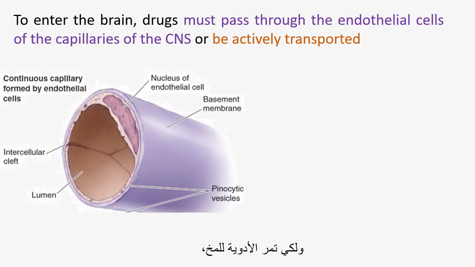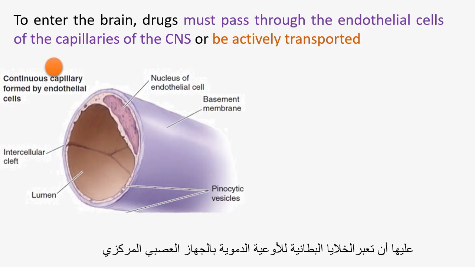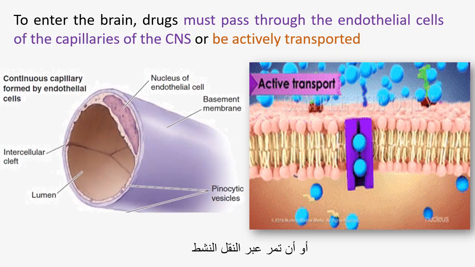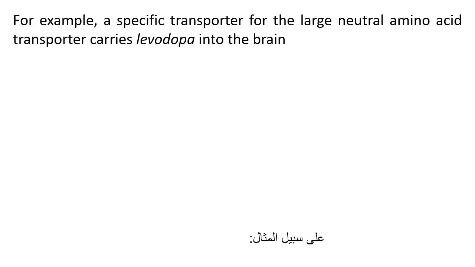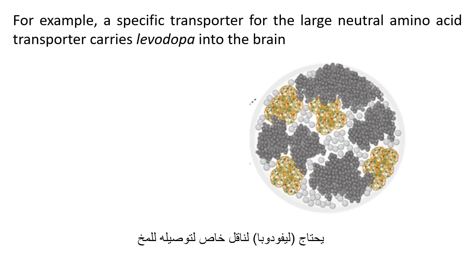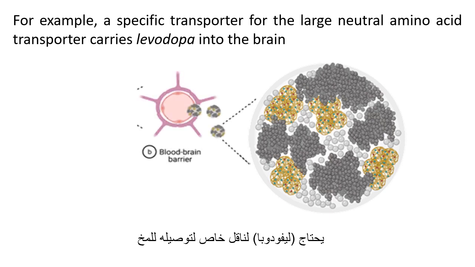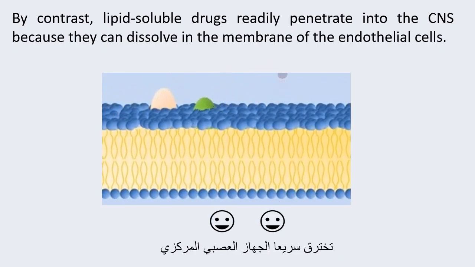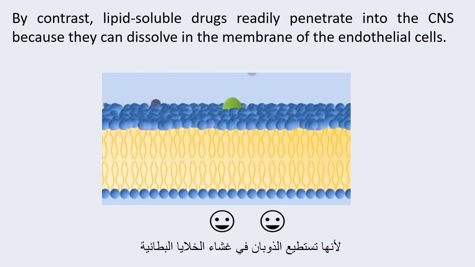To enter the brain, drugs must pass through the endothelial cells of the capillaries of the CNS or be actively transported. For example, a specific transporter, the large neutral amino acid transporter, carries levodopa into the brain. By contrast, lipid-soluble drugs readily penetrate into the CNS because they can dissolve into the membrane of the endothelial cells.